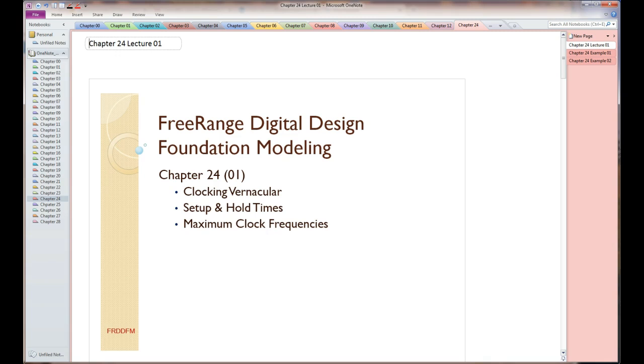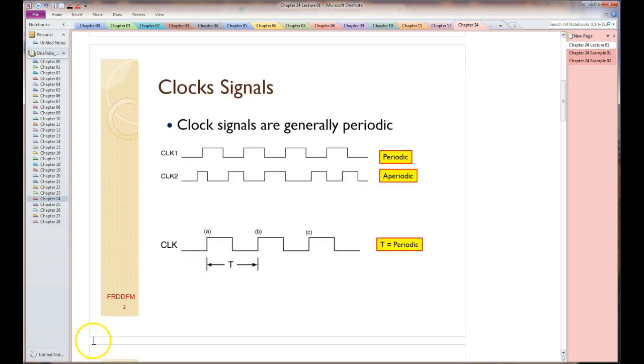This is Free Range Digital Design Foundation Modeling, Chapter 24. Issues in this chapter are things associated with clock. So we'll be working with setup and hold times, just some basic clock vernacular, and also we'll be exploring maximum clock frequencies in sequential circuits.